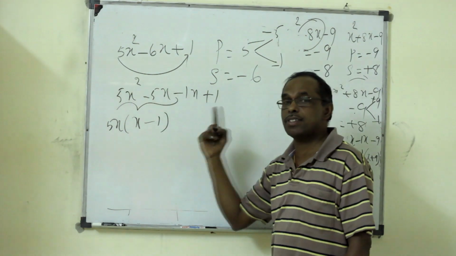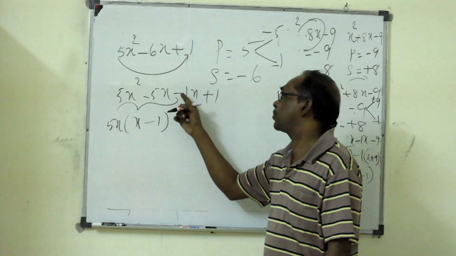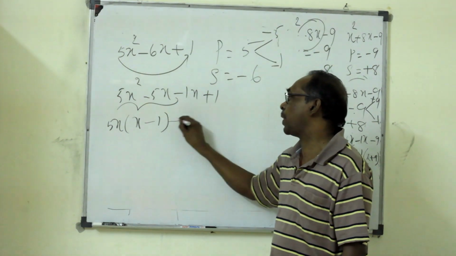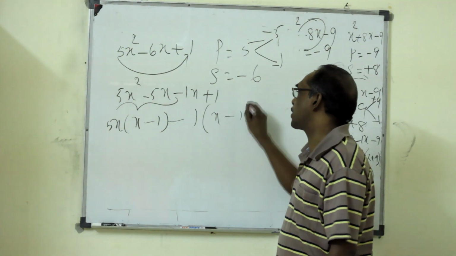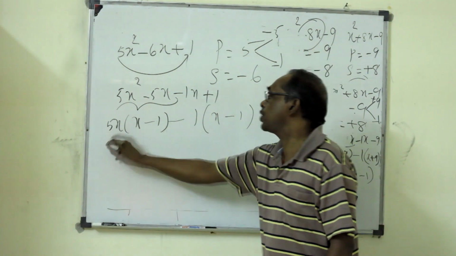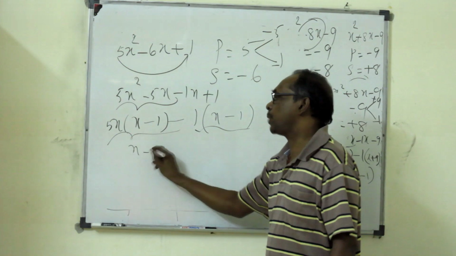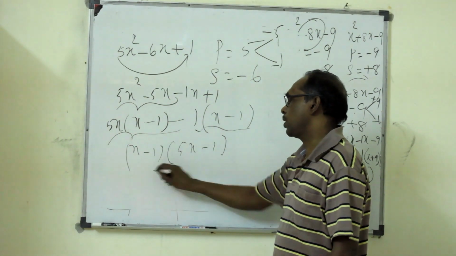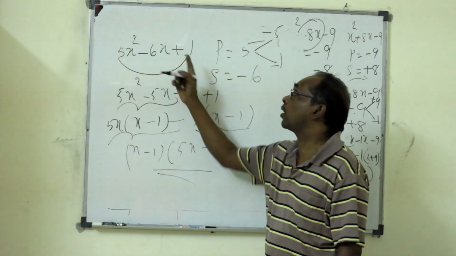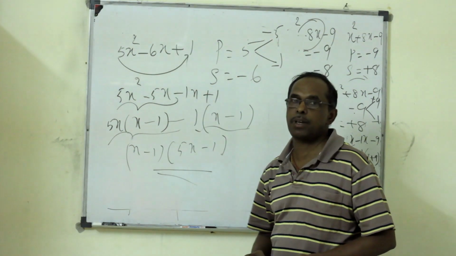Now here what is common? Which sign do you have to take out? Always you have to take the third sign out. So here the third sign is minus. And what is common? 1 is common. So what is left? X minus 1 is left. Now in between these two terms, what is common? X minus 1 is common. So what will be left? 5x minus 1. So this is the factorization of the quadratic polynomial 5x square minus 6x plus 1.